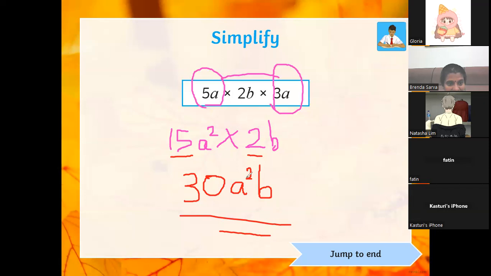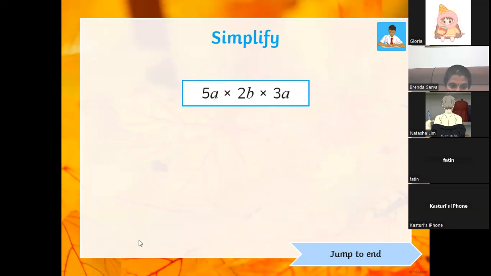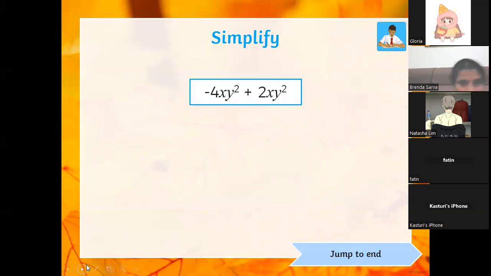All right, Fatin? Do you understand that? Can you see this? A times A gives you an A squared. Okay, clear. Let's move on. I don't know how many questions there are, but I think it's so far so good. The more you get to do this, the better it will be. All right, maybe 3 more.